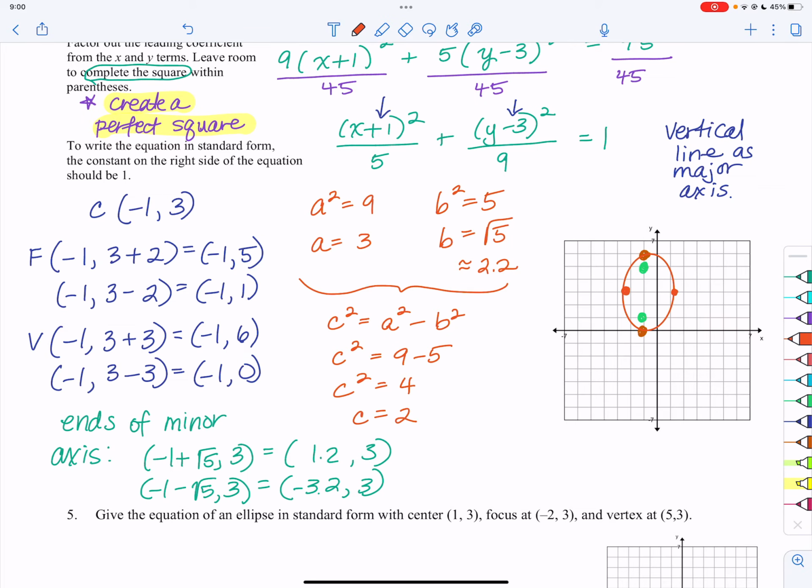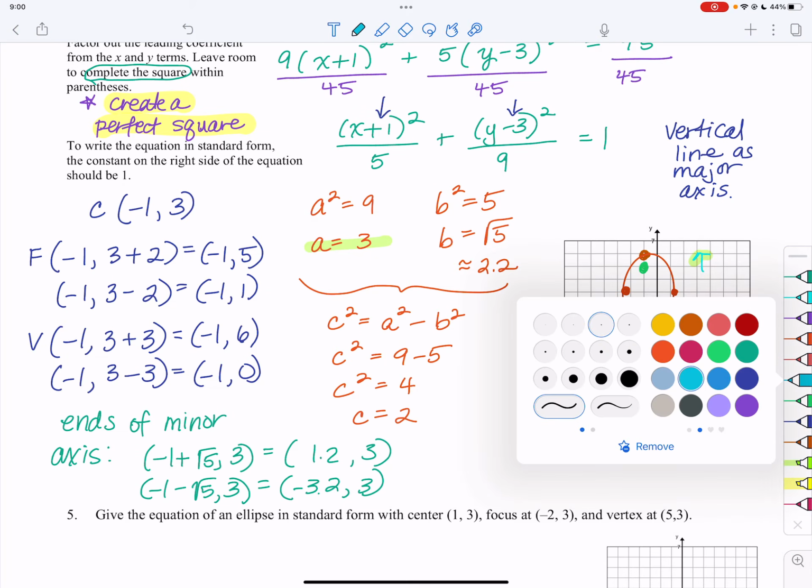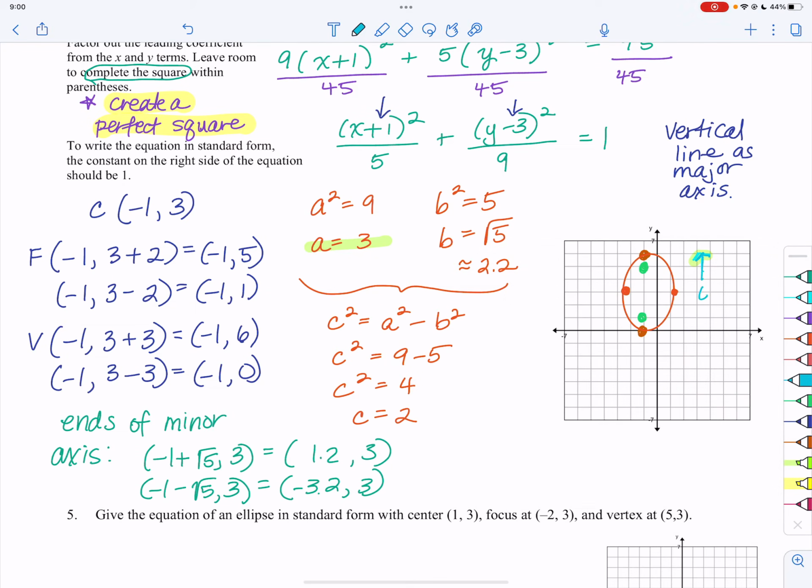Okay. And the nice thing that you can see here, just for an example, is that A is 3. So this total distance from here, let me get a darker pen, is going to be 6. And then this total width is going to be 2 root 5s. So it's twice B and twice A. I thought that was kind of nice to have.